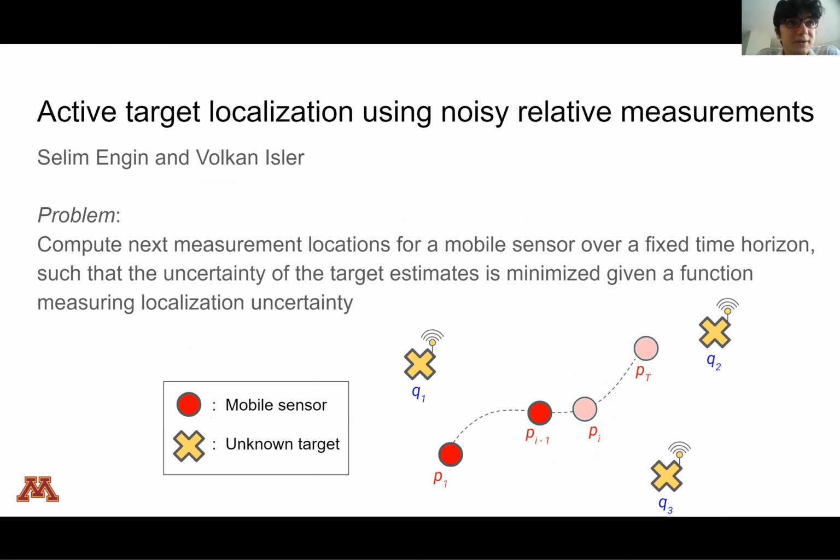In the problem we study, we are given a function that measures localization uncertainty, and our goal is to dynamically compute next measurement locations for a mobile sensor, such that the uncertainty of the target location estimates is minimized. Here, we assume that the targets are static and there's no data association problem for the incoming signals from the targets. Next slide, please.